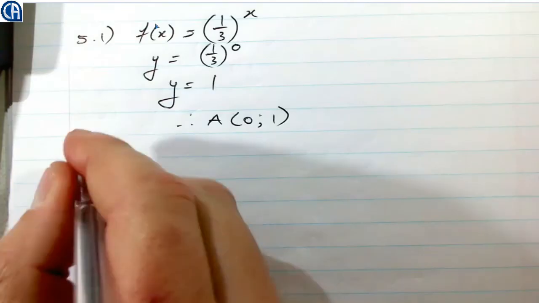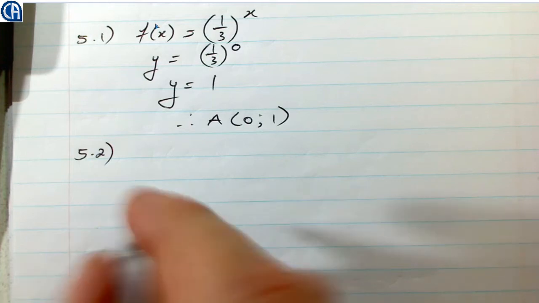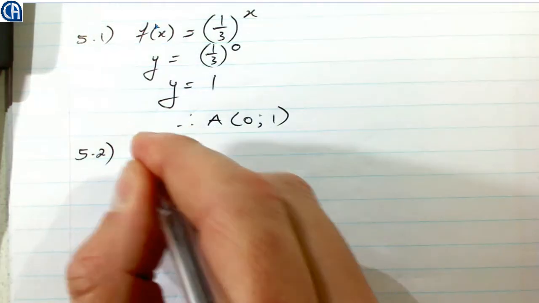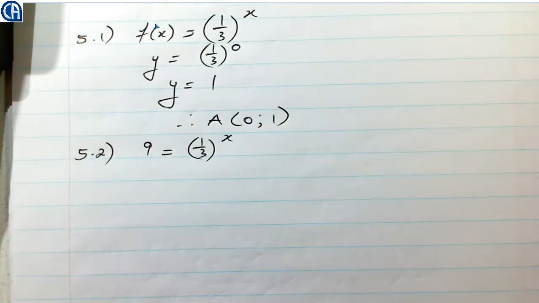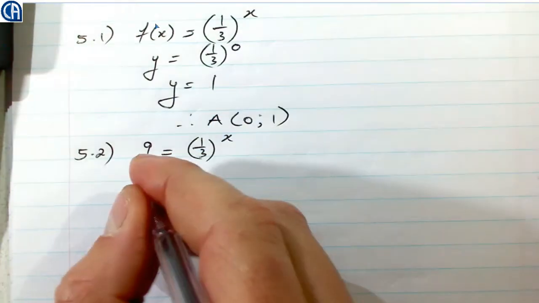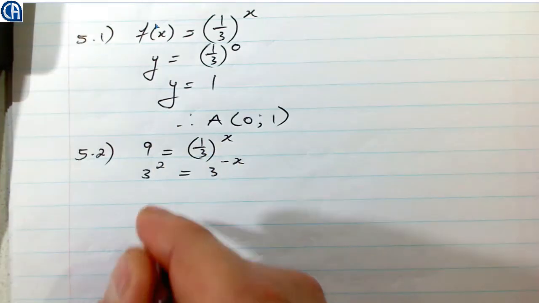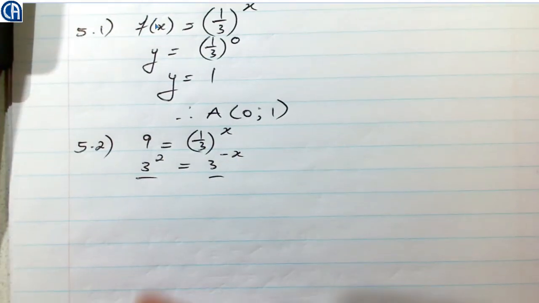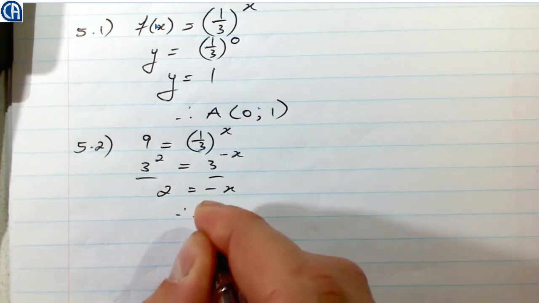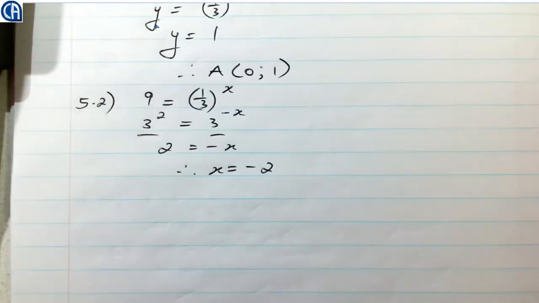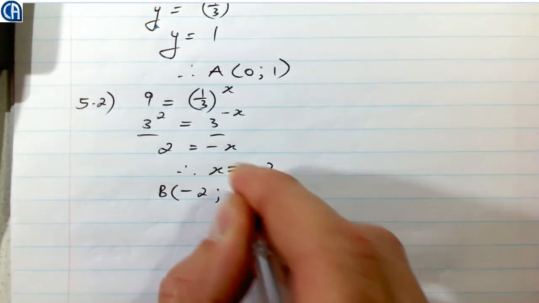Next question, 5.2. Calculate the coordinates of B. So the y value is 9. So 9 equals 1 over 3 to the power of x. Right, so 9, which is 3 squared, equals 3 to the minus x. Therefore the bases are the same, so you can equate the exponents. So 2 equals minus x, therefore x equals minus 2. Therefore the coordinates of B are (-2; 9).